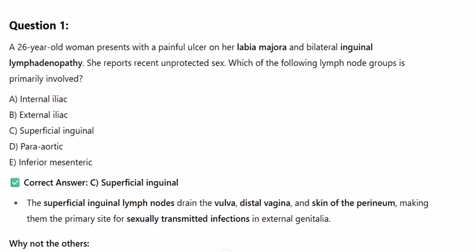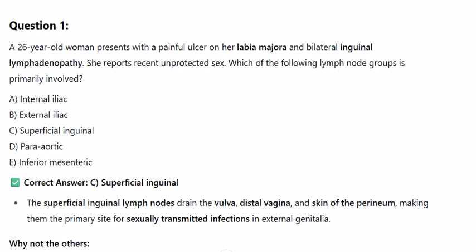Question 1. A 26-year-old woman presents with a painful ulcer on her labia majora and bilateral inguinal lymphadenopathy. She reports recent unprotected sex. Which of the following lymph node groups is primarily involved? A. Internal iliac, B. External iliac, C. Superficial inguinal, D. Para-aortic, E. Inferior mesenteric. Correct answer C.